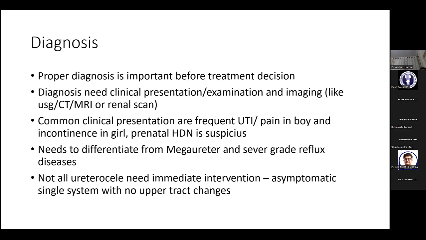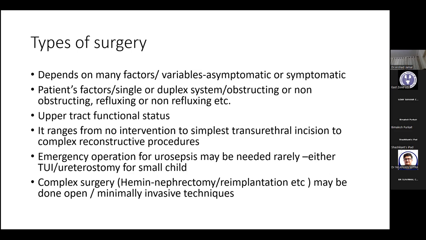Diagnosis means clinical presentation, examination, and imaging, like ultrasound, CT, or even MRI or renal scan for upper tract changes. Common clinical presentation is frequent urinary infection, which is common in both male and female. Females sometimes present with incontinence, which does not happen in male patients. In prenatal cases, hydronephrosis is very suspicious. Need to differentiate from megaureter and severe reflux. Not all ureteroceles need immediate intervention. An asymptomatic single system with no upper tract changes does not need any active treatment, only follow-up. So the type of surgery depends on many factors, patient factor and disease factor.